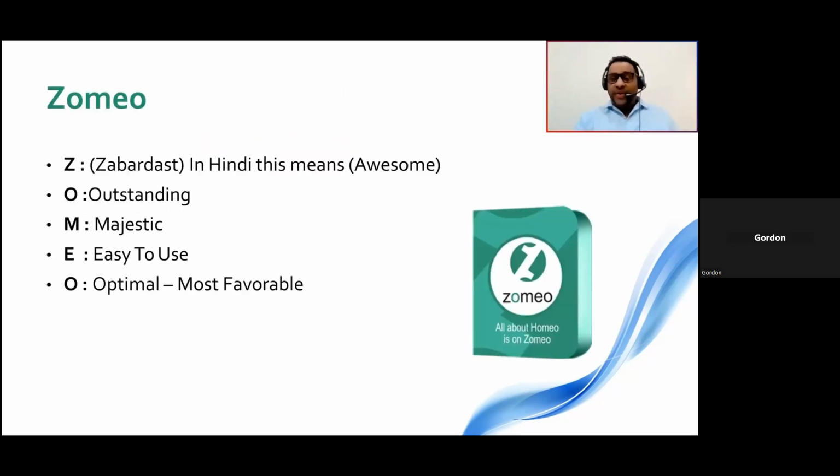Now, Zomeo as a software has this abbreviation called FAB, F-A-B. I asked this question once in a forum, what is FAB? One of the representatives said, Gordon, is it food and beverages? I said, no, it's not food and beverages. Pertaining to Zomeo, FAB is features, advantages, and benefits of this software. I've listed down a few amazing features about Zomeo. Have a look at them.